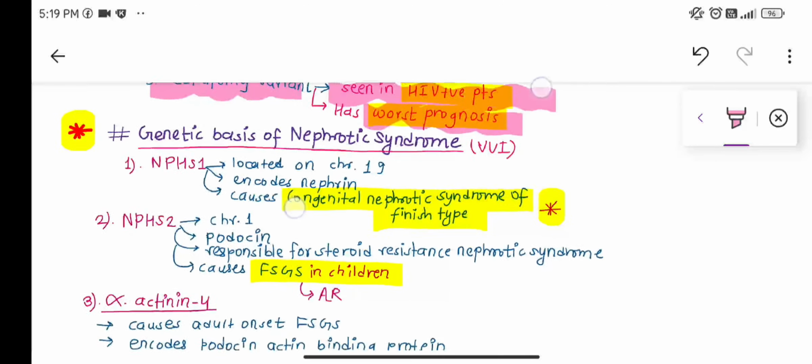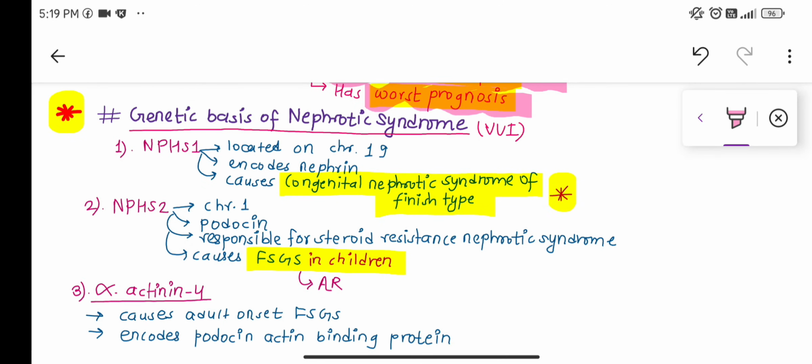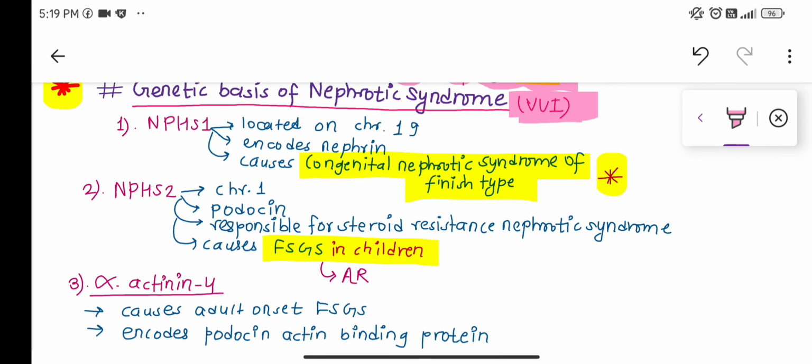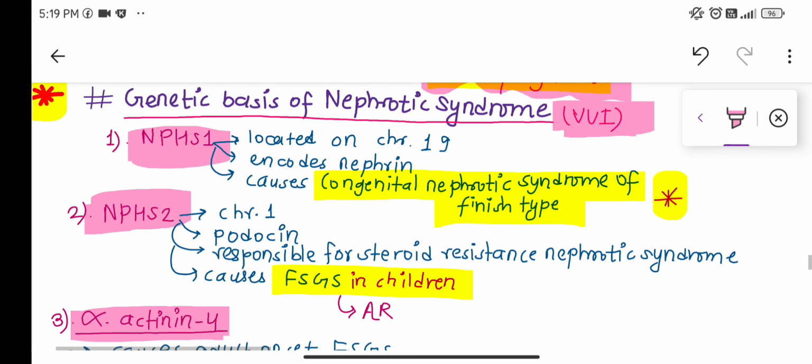Now what is the genetic basis of nephrotic syndrome? This is very, very important. It is due to mutation in the nephrotic genes. NPHS1 and NPHS2 as well as the alpha actinin 4 genes are affected. First is the NPHS1 gene. It is located on chromosome number 19, and it encodes the protein nephrin. It causes congenital nephrotic syndrome of Finnish type.